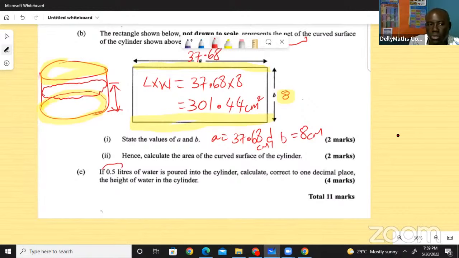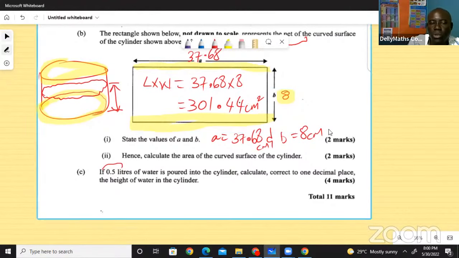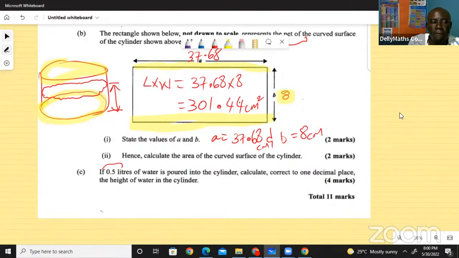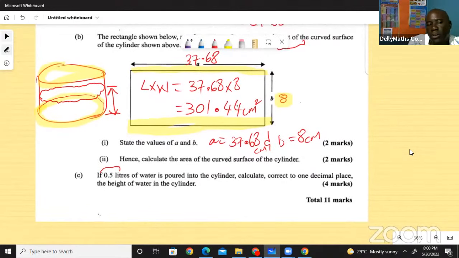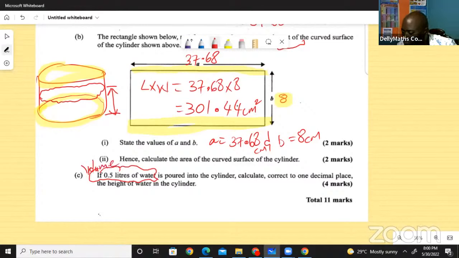All right. So what we want to do is convert this, because we want to find a relationship between liters and centimeter cube. If this is thrown in there, this is the volume you're looking at. So we will be able to tell the volume of water in there, but it is in a unit that we can't work with.